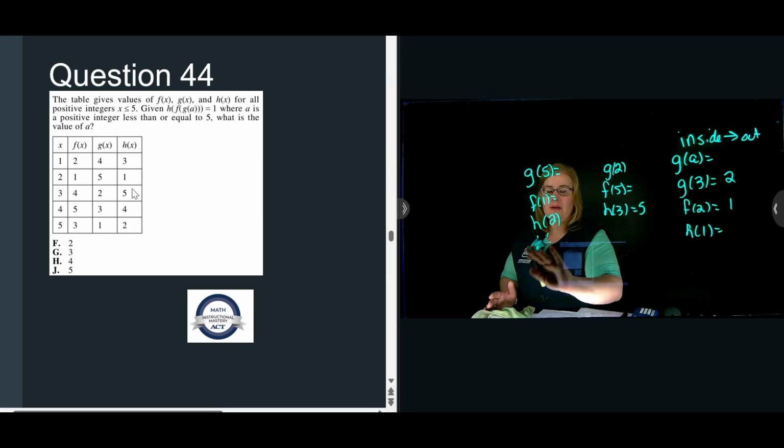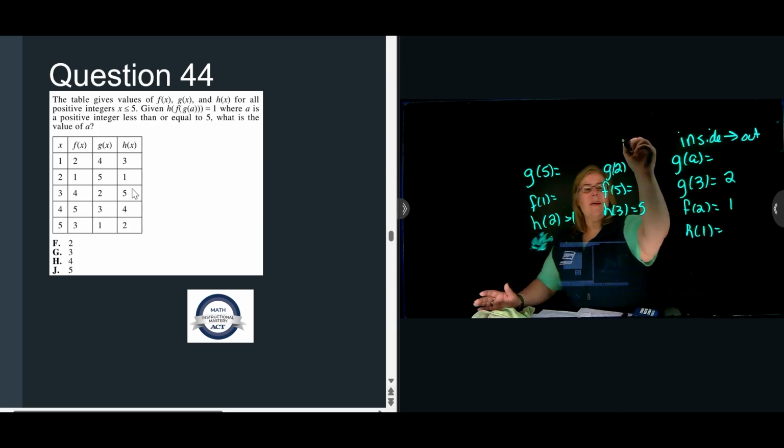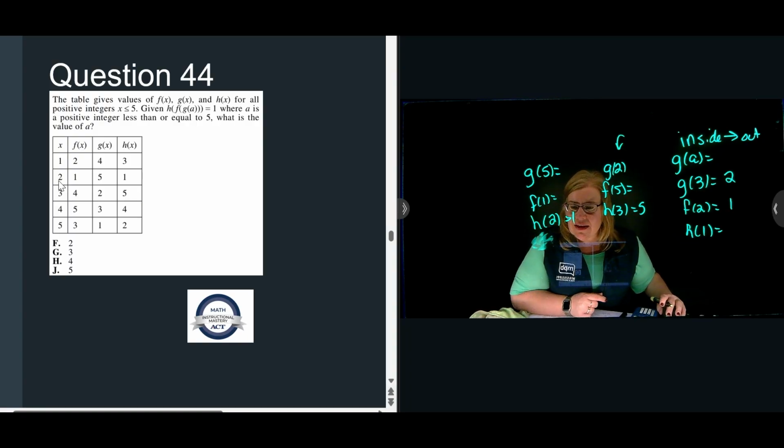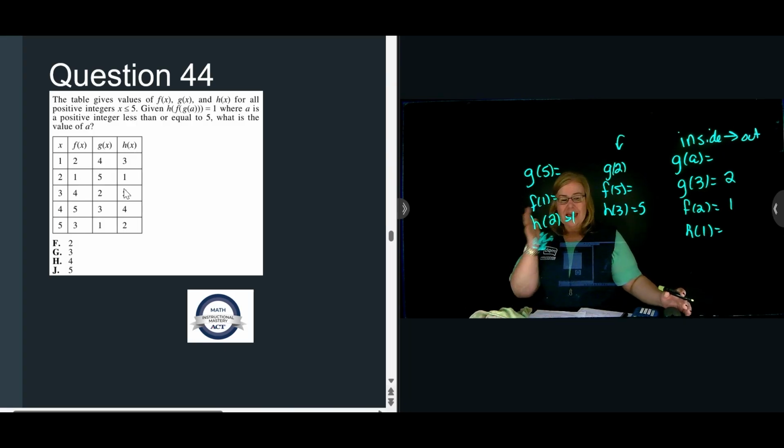And that's what I'm looking for. So then let's go back and see why it could not have been the 2. When I go to my G of 2, I get a 5. When I go to my F of 5, I get a 3. When I go to my H of 3, I get a 5. So that's how it cannot be.